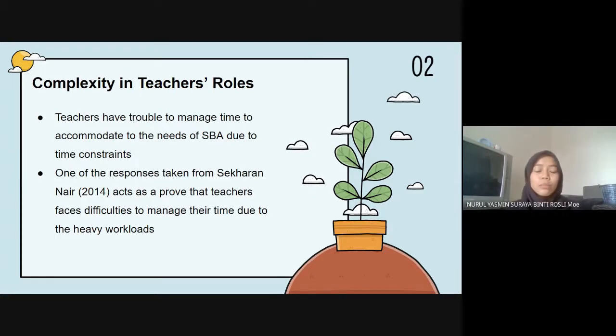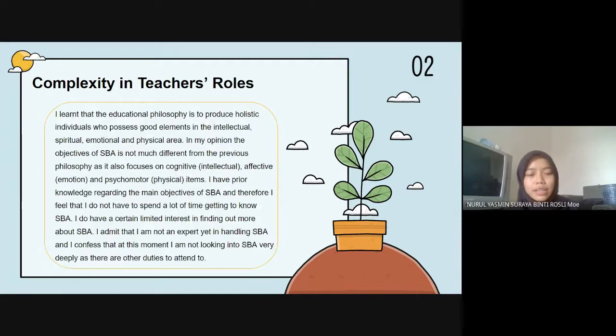Based on one of the responses taken from Sekhara, 2014, in his research, it acts as proof that teachers face difficulties managing their time due to heavy workloads. Let's look at the response that is taken from the research. This is one of the responses from one of the teachers that he interviewed.